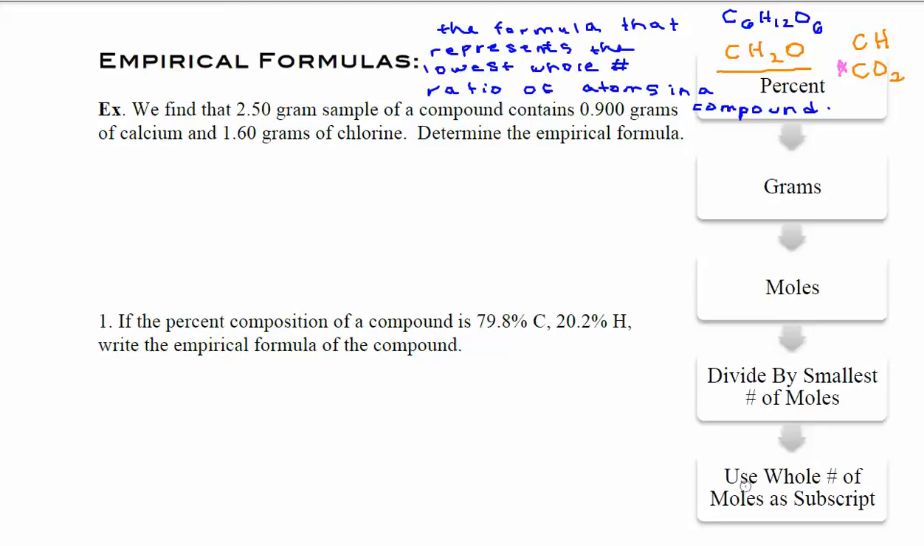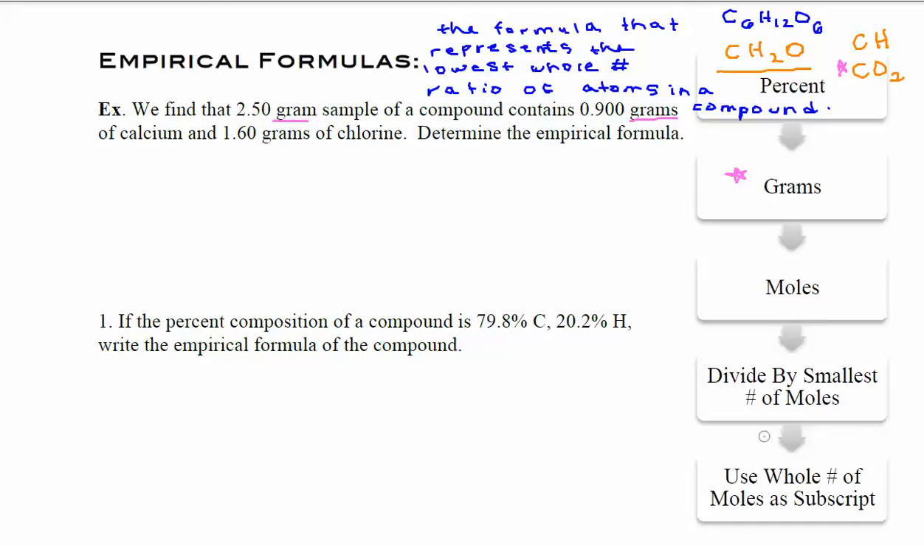What I've showed you right here is the steps that are required in order to write the empirical formula of a compound. If you notice in this example problem, I start off giving you the mass of each compound. So I don't start with this first step. This just gives you, if I were given percent, I would start there. I'm actually starting right here with grams.